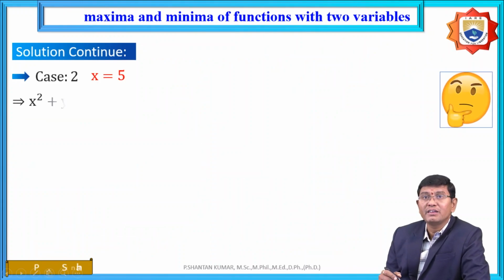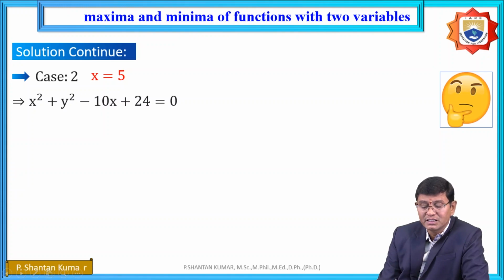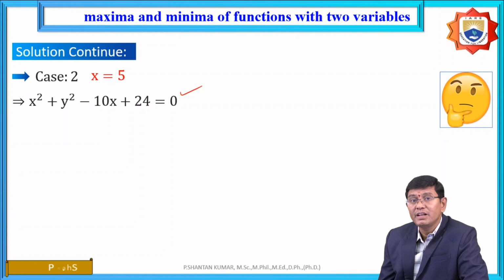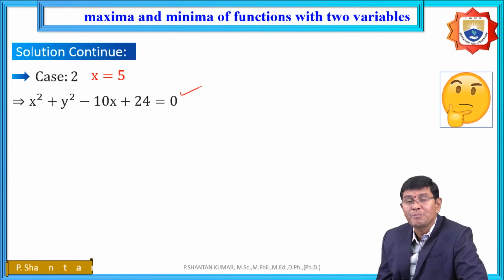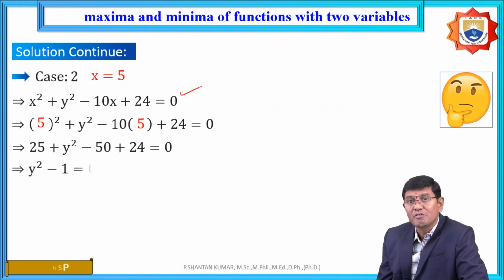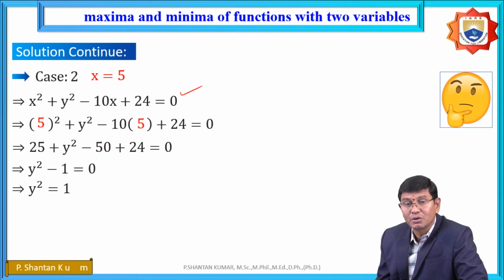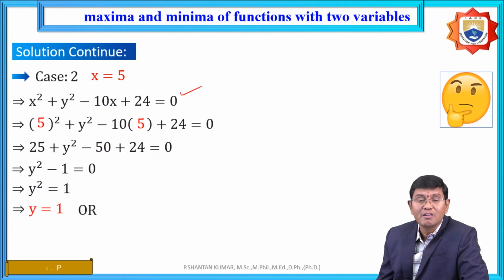According to case 2, x equal to 5, along the first equation, we replace x equal to 5 here. After replacing x equal to 5 based upon case 2, we obtain y equal to plus or minus 1. That means the values are y equal to 1 and minus 1.